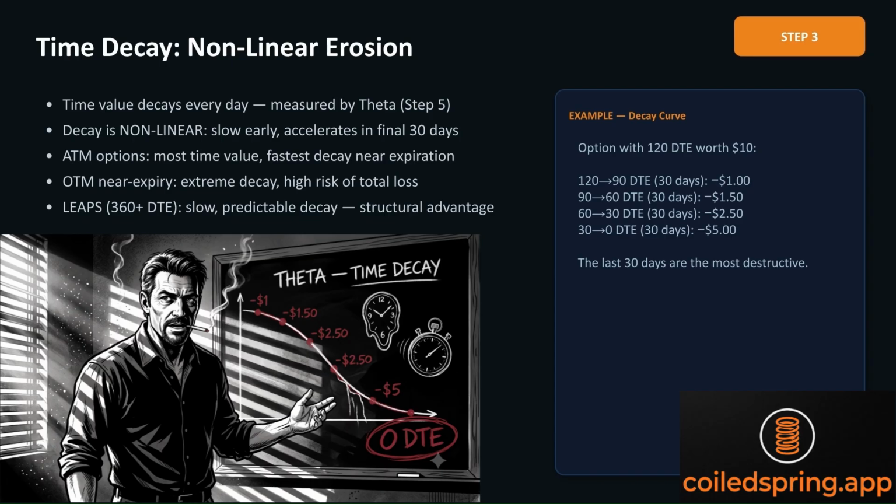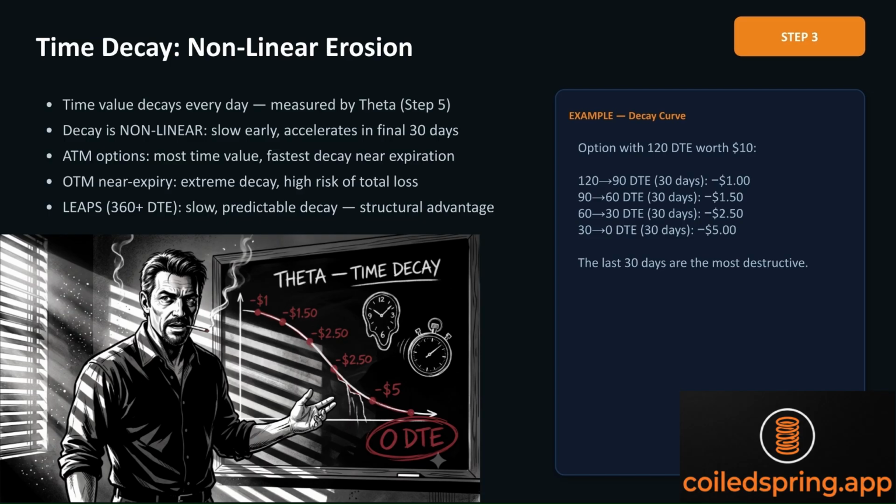We'll cover Theta in depth in Step 5, but right now, I want you to understand the shape of the problem. Because here's what trips everyone up. Most people assume time decay is linear. They think, I have 120 days left, the option costs $10, so I'm losing roughly 8 cents per day.